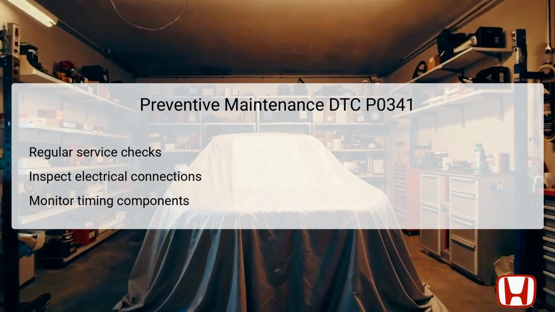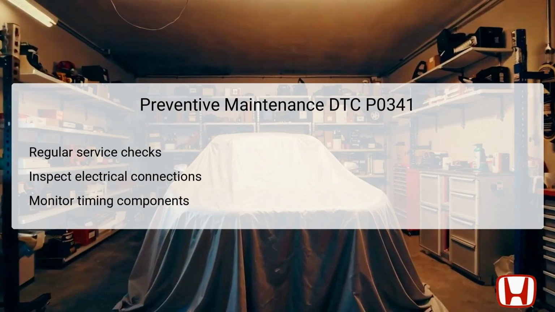Preventive maintenance is crucial to minimize the risk of encountering DTC P0341 in the future. Regular service checks should include inspections of the CMP and CKP sensors to ensure they are functioning correctly and that their connections are secure. Additionally, monitoring electrical connections for signs of wear, corrosion, or damage can help prevent issues related to poor signal transmission.